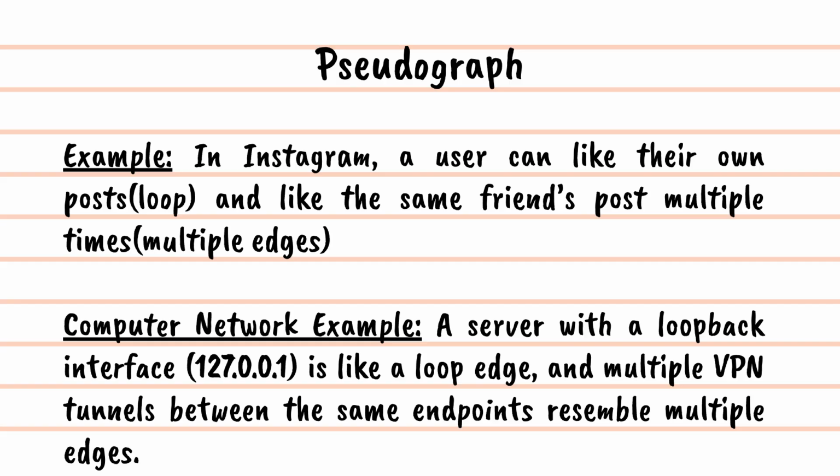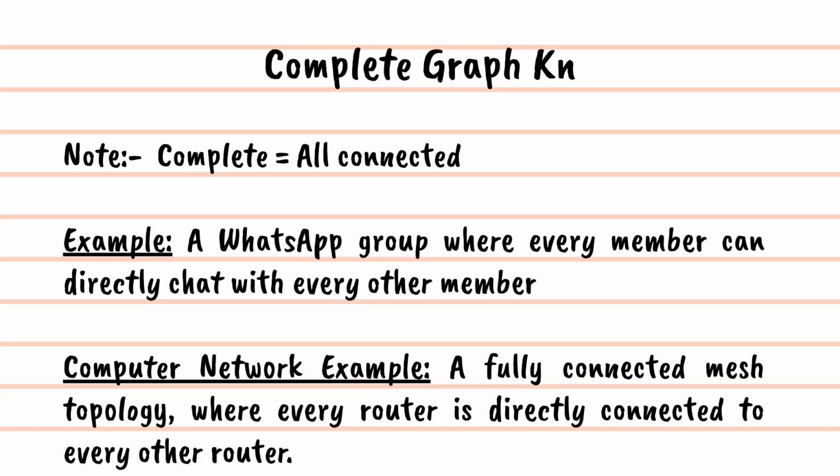A pseudograph example is a user liking their own post, a loop, on Instagram, or liking a friend's post multiple times, which are multiple edges. In networking, a server with a loopback interface and multiple VPN tunnels represents a pseudograph. A complete graph, or all connected, is like a WhatsApp group where every member can chat directly with every other member. This corresponds to a fully connected mesh topology in computer networks.